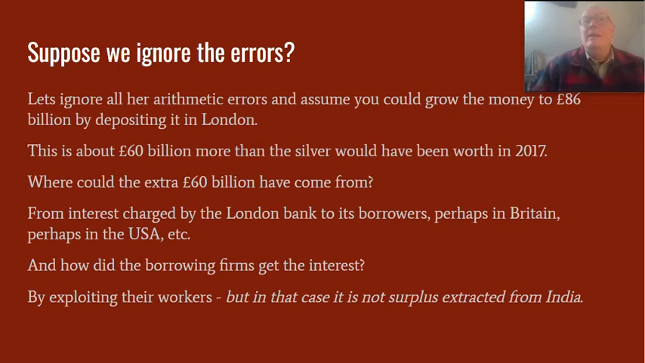So where do these extra 60 billion that she claims are part of the value of the tribute come from? Well, obviously, they could only come from interest charged by the London bank to its borrowers. Some of these borrowers would be in Britain, some in the USA. Maybe they lent to the French or Russian governments, etc. And how did the borrowing firms or governments get their interest? By exploiting the workers in other countries. So the increase in value that she's claiming could only have been achievable through exploitation which occurred outside of India. So it is an entirely mythical calculation on her part. But her mythical calculation is adding in exploitation which would have occurred outside of India.